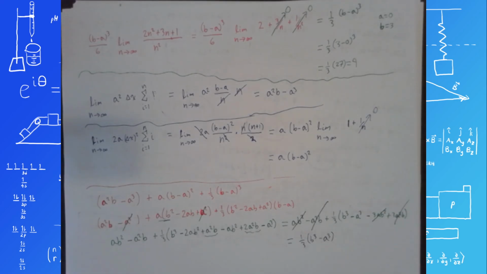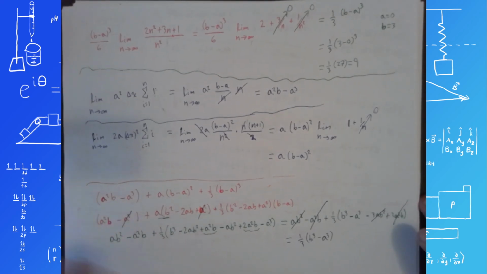That is what we are supposed to get. And of course, if you plug in b equals 3 and a equals 0, we still end up with 9. But now that we have it in the proper format, it will work even for cases where a is not 0.